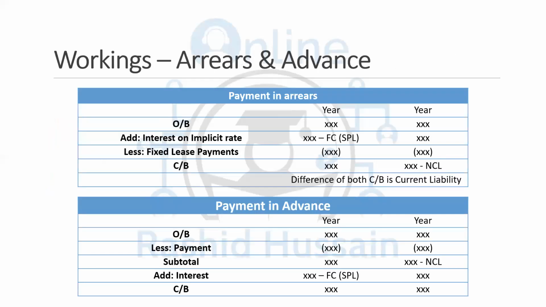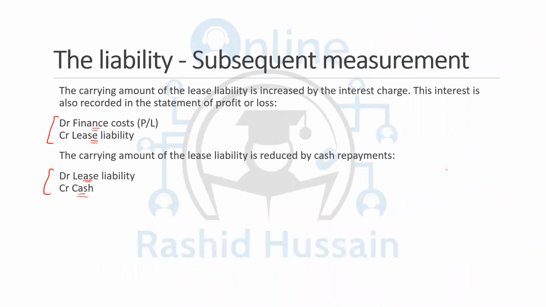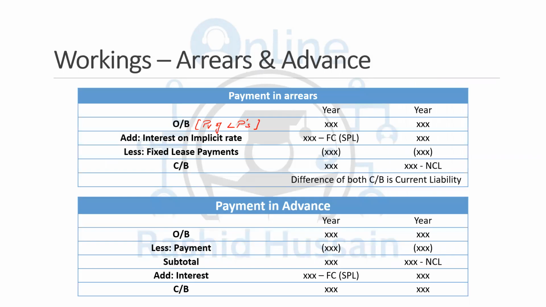Now I can show you this in the form of a statement. You take the opening balance. This opening balance, remember, is the present value of lease payments. Either it is given in the exam directly in some questions, or you are supposed to calculate it. When you are supposed to calculate it, you will simply be doing this calculation. The good news is that it is usually given in the exam. So if it is given, you directly take the opening balance. This is the present value of the lease payment.